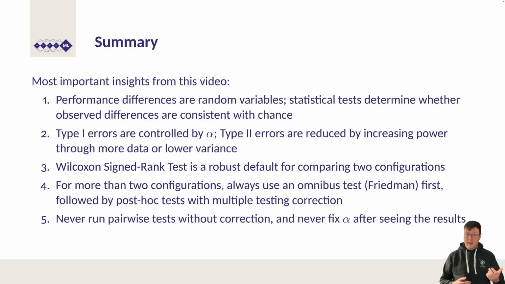Type 2 errors, false negatives, are reduced by increasing the power of the test, which requires more data, lower variance, or a more sensitive test procedure. Non-parametric tests are more robust than parametric ones, but this robustness comes at the cost of power. For two configurations, the Wilcoxon signed rank test is the robust default. For more than two, the Friedman omnibus test comes first, followed by post-hoc pairwise tests with multiple testing correction. Never run uncorrected pairwise tests across many configurations, and never fix alpha after seeing the results. Both practices undermine the validity of the entire comparison.